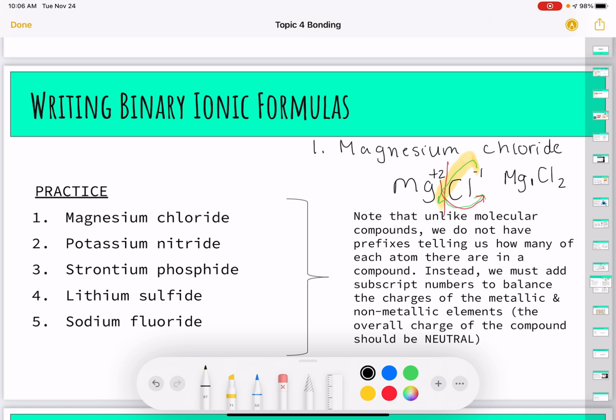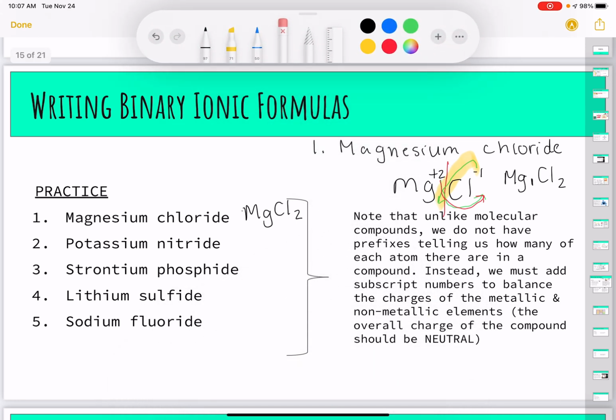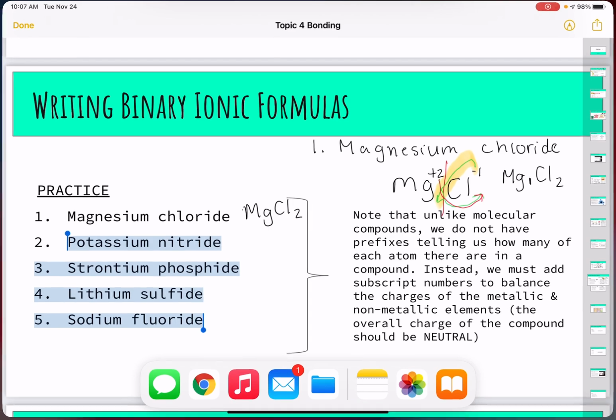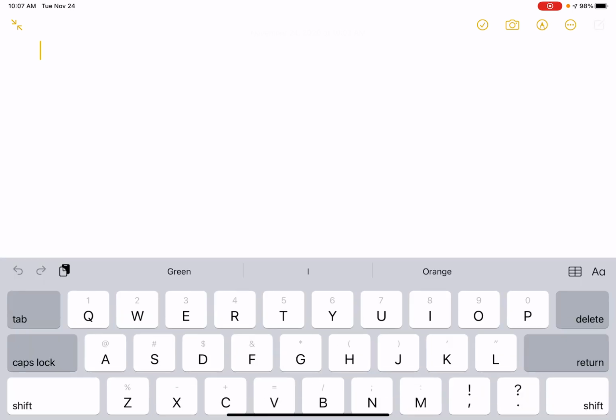We don't normally write 1s. So the real balanced formula would be MgCl2. That is magnesium chloride. Okay? So that is how you balance that. We're going to do a bunch more. I'm going to copy these to a note so that I can do this better for you.